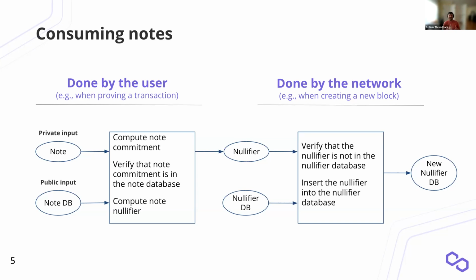So this is just part of what happens in a transaction. By no means is this everything, there's a bunch of other things that need to happen, but this is what is related to the nullifiers. The user knows all the details of a node, and they can build a nullifier from it without telling anybody which node the nullifier came from. And then the network verifies that the nullifier hasn't been seen before and tracks it going forward so that a node cannot be double spent. Here, both the nullifier and the nullifier database are public inputs.